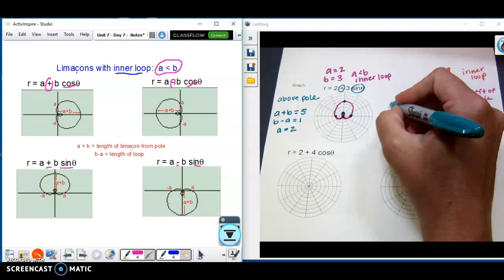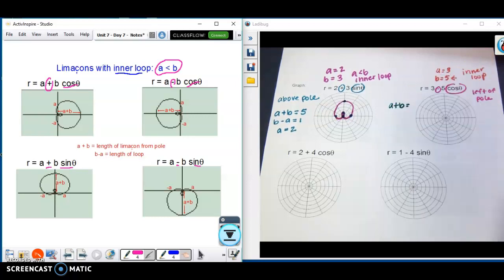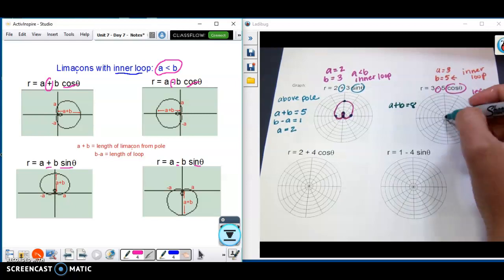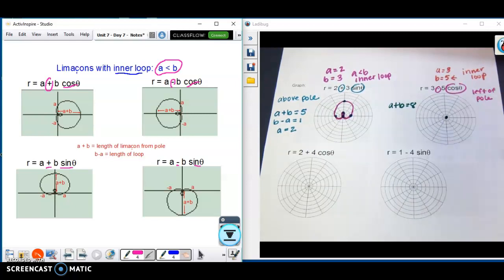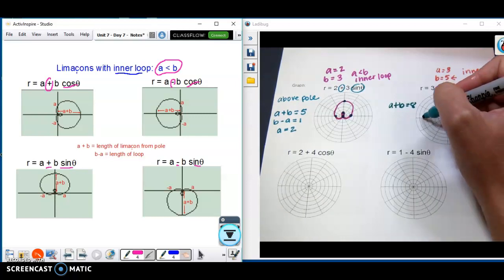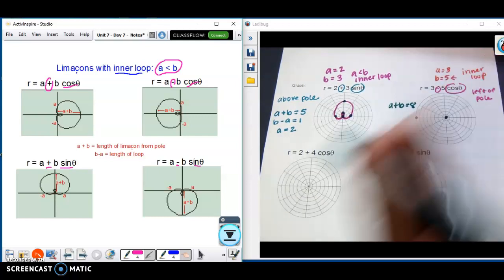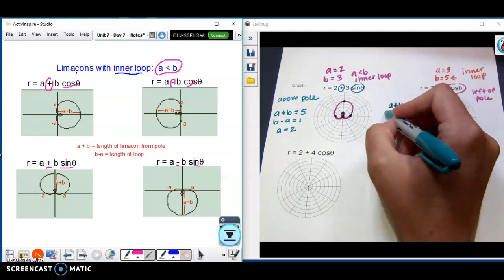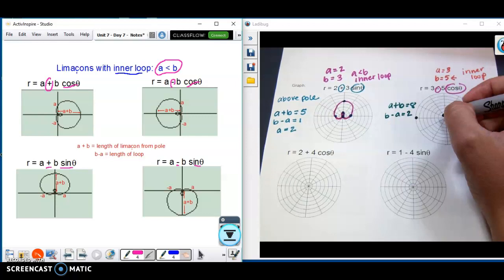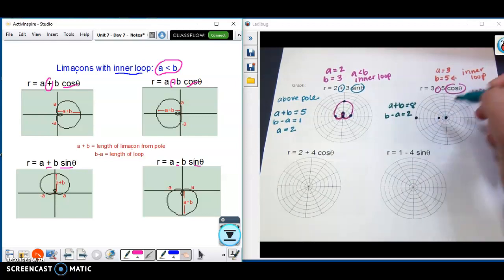So we need to do A plus B to figure out how far left we're going to go. So if we add the 3 plus 5, we're going to get 8. So we're going to have one dot at the pole, and we're going to go left 8 spaces, all the way to the end. To figure out where the loop goes, you're going to do B minus A, which is 2. So for your loop, you're going to go to the left 2 spaces.